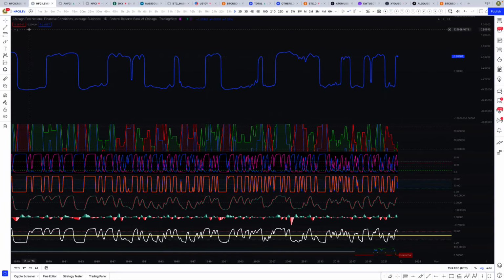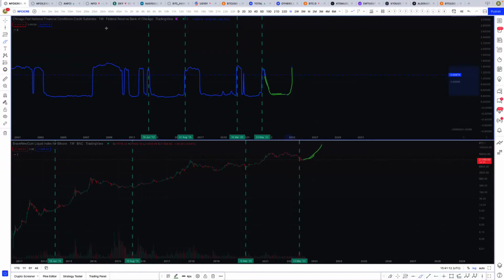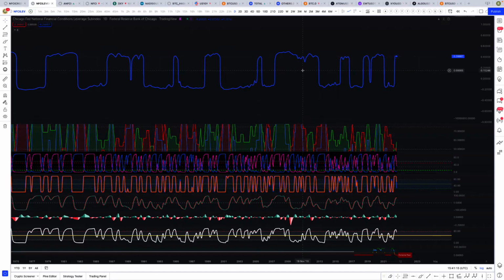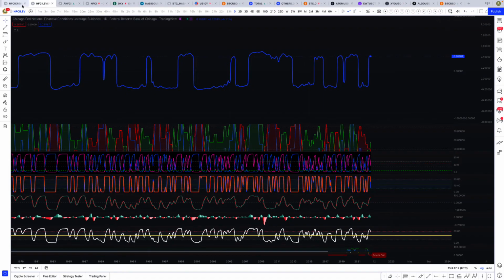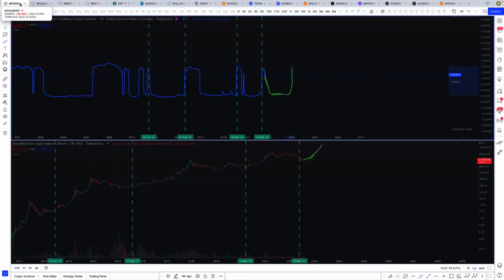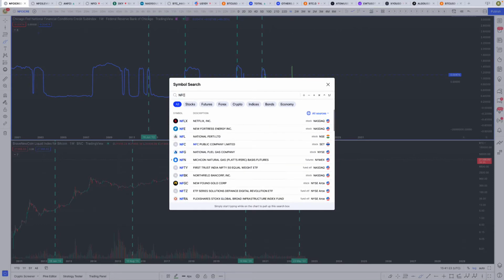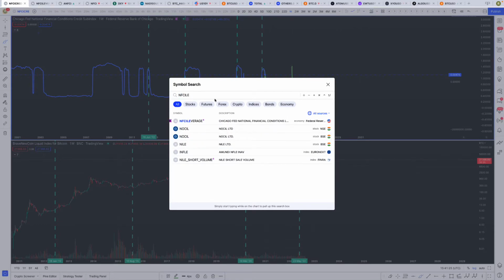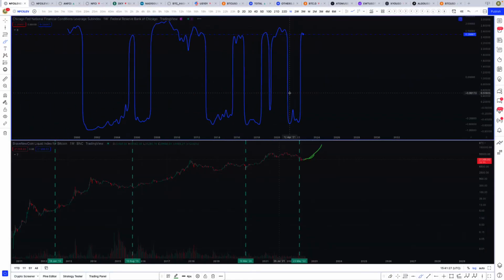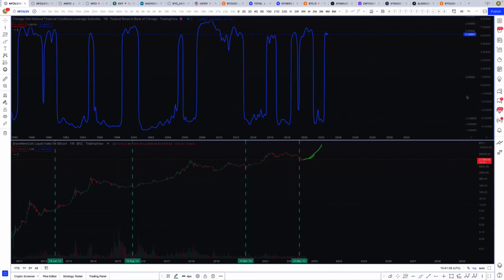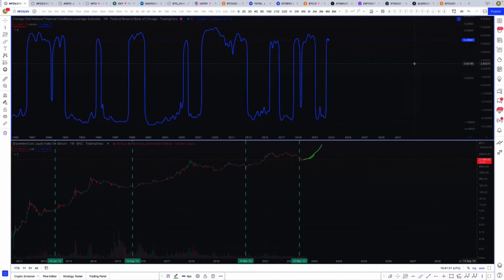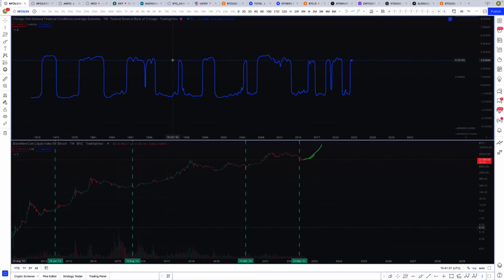Then we have this one here. So Chicago Federal National Financial Conditions Leverage subindex, and this was the credit index. So we'll do the same thing here. So this is NFCI lever. Okay. So then we got this point. We'll mark the same times, so we'll see when it spikes here.